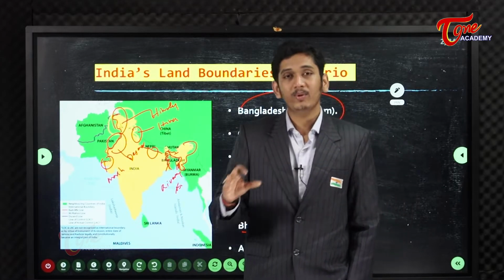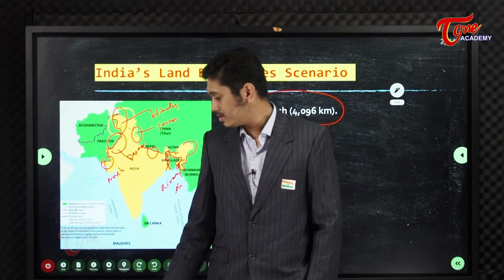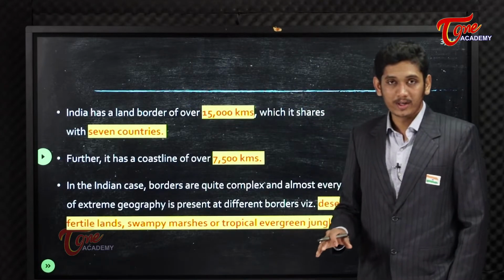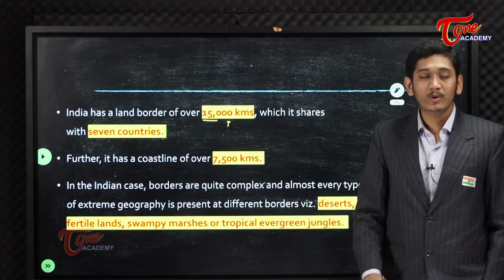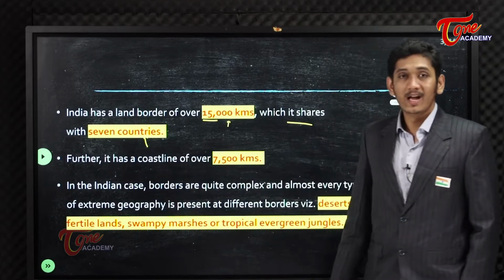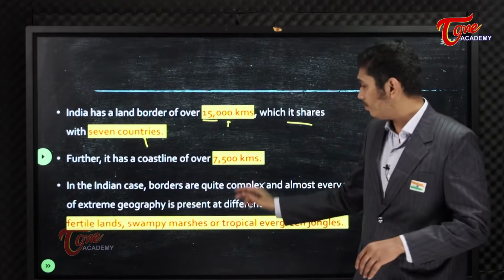About different border police forces, we have done a separate class on various border force institutions. Please watch that also. And we will restrict ourselves to the border issues itself. So India has a land border of up to 15,000 kilometers which it shares with the 7 countries, and it also has a maritime border which is around 7,500 kilometers.